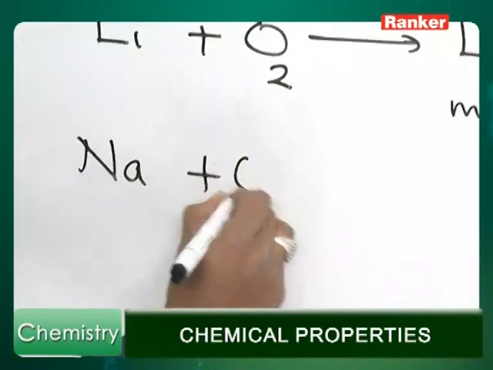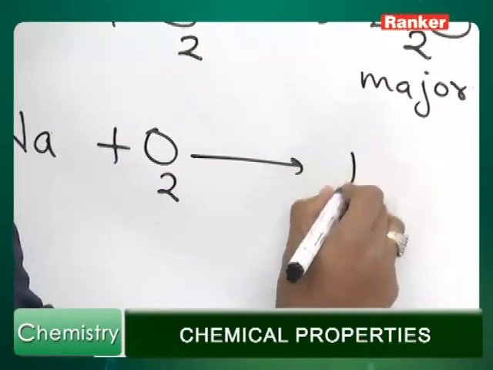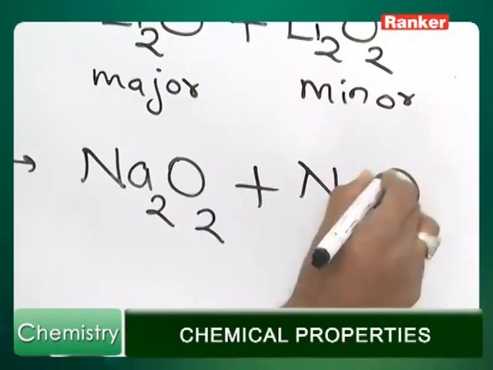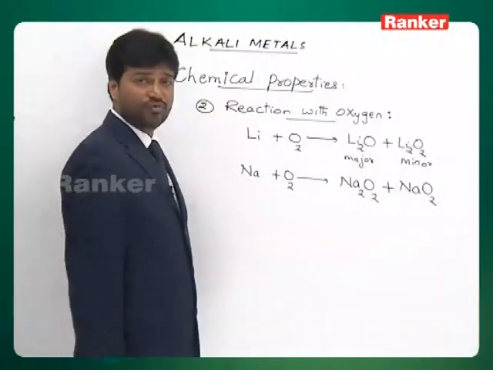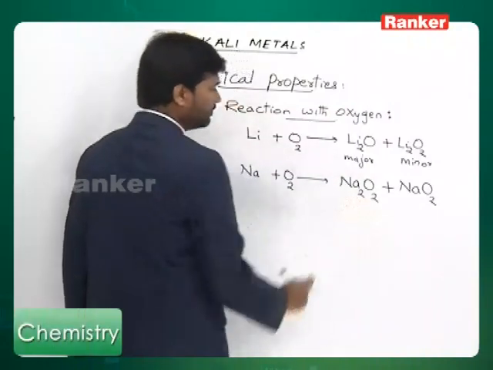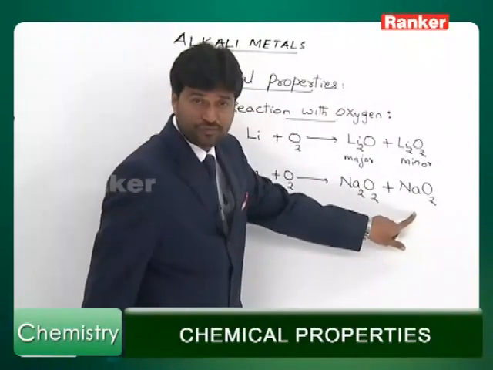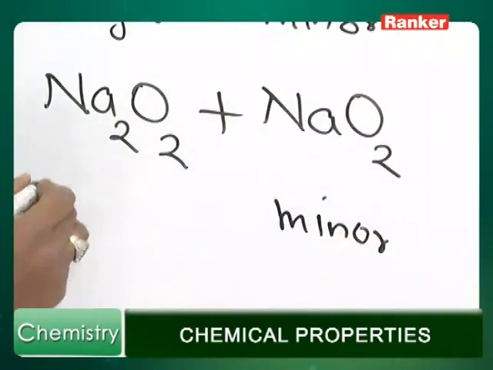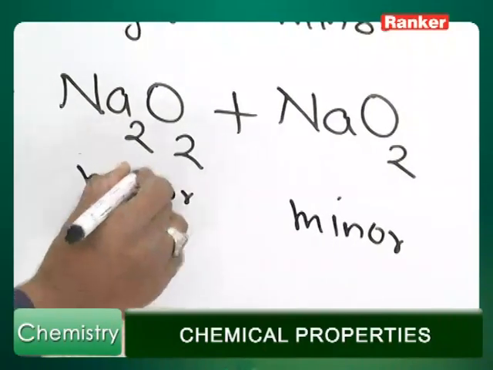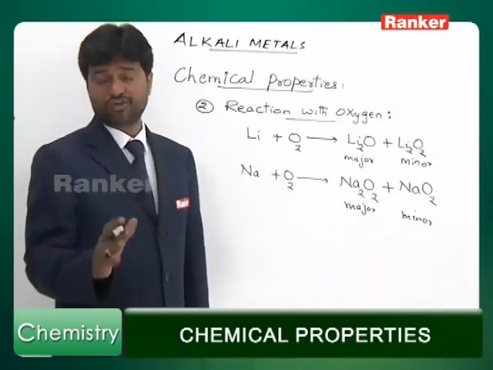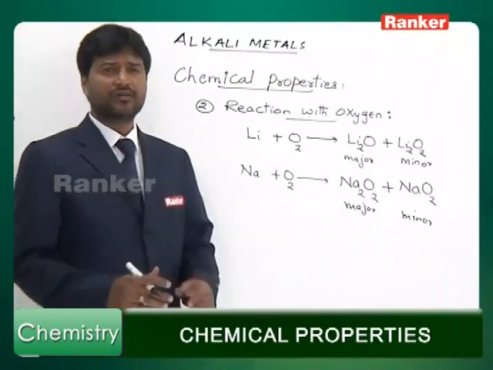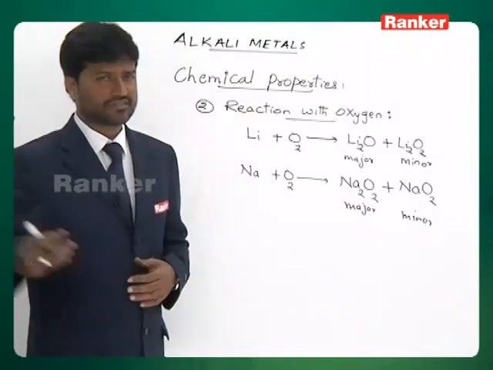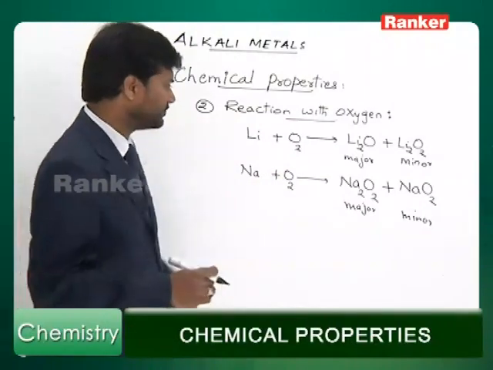Sodium, on the other hand, reacts with oxygen. Here you get a mixture of two types of oxides, Na2O2 and NaO2. This is the peroxide and this is called superoxide. This is minor and this is major. So, you can put it like this: sodium reacts with oxygen to give sodium peroxide as a major product, and a minor product is sodium superoxide, NaO2.